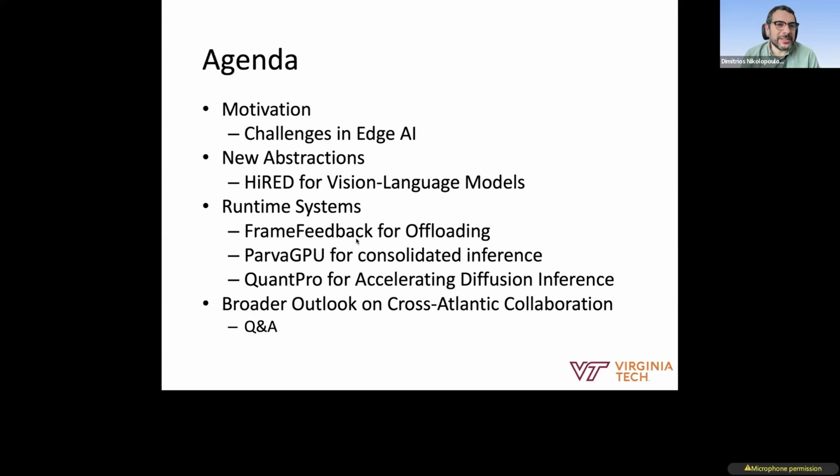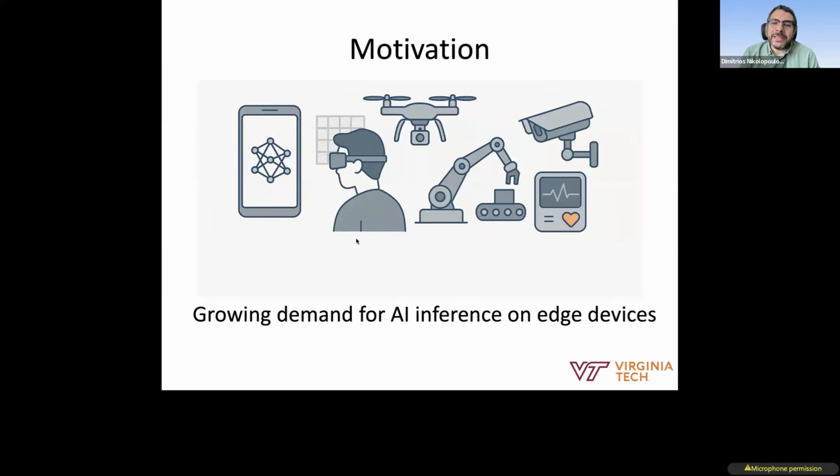So let's get started. As I said, we are witnessing a fundamental shift in how AI operates. In the past, in this new era of AI, workloads were mostly confined to centralized cloud infrastructure, but that's changing quite fast. Today, there's a growing demand for AI inference directly on edge devices, on everything from smartphones to drones to sensors to wearable devices. And there are good reasons why this shift is happening.